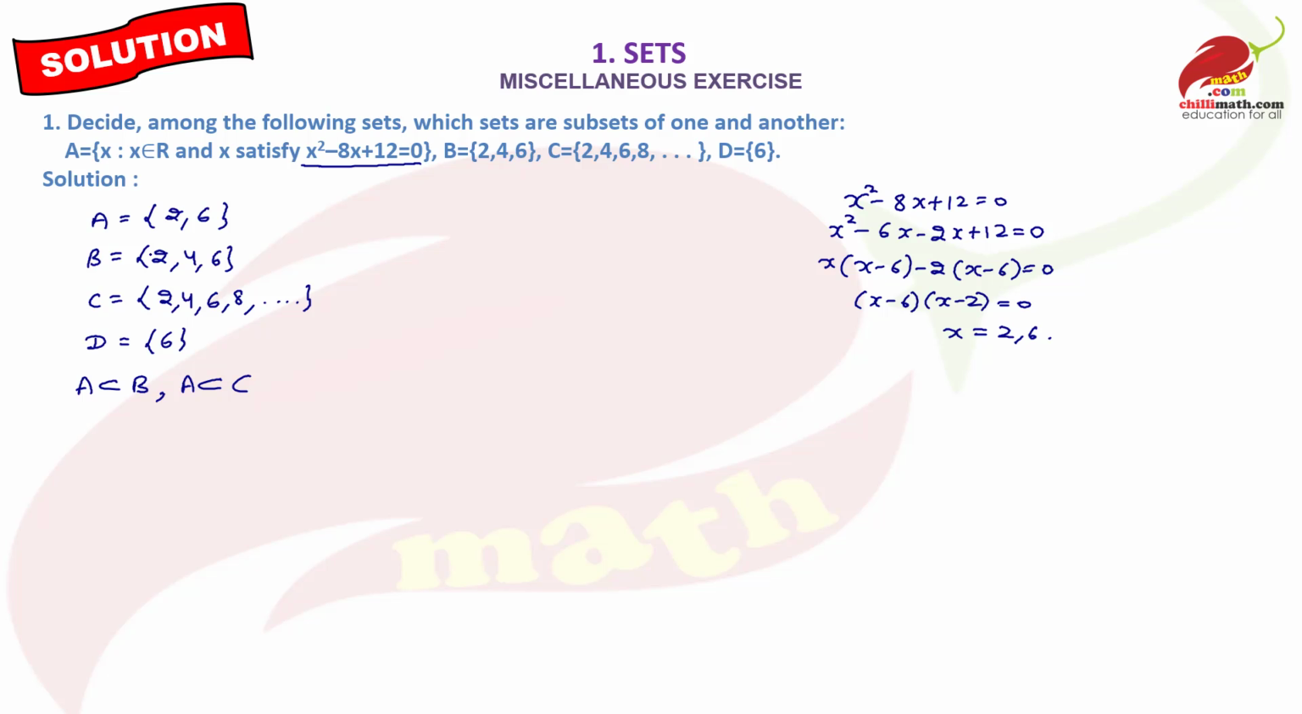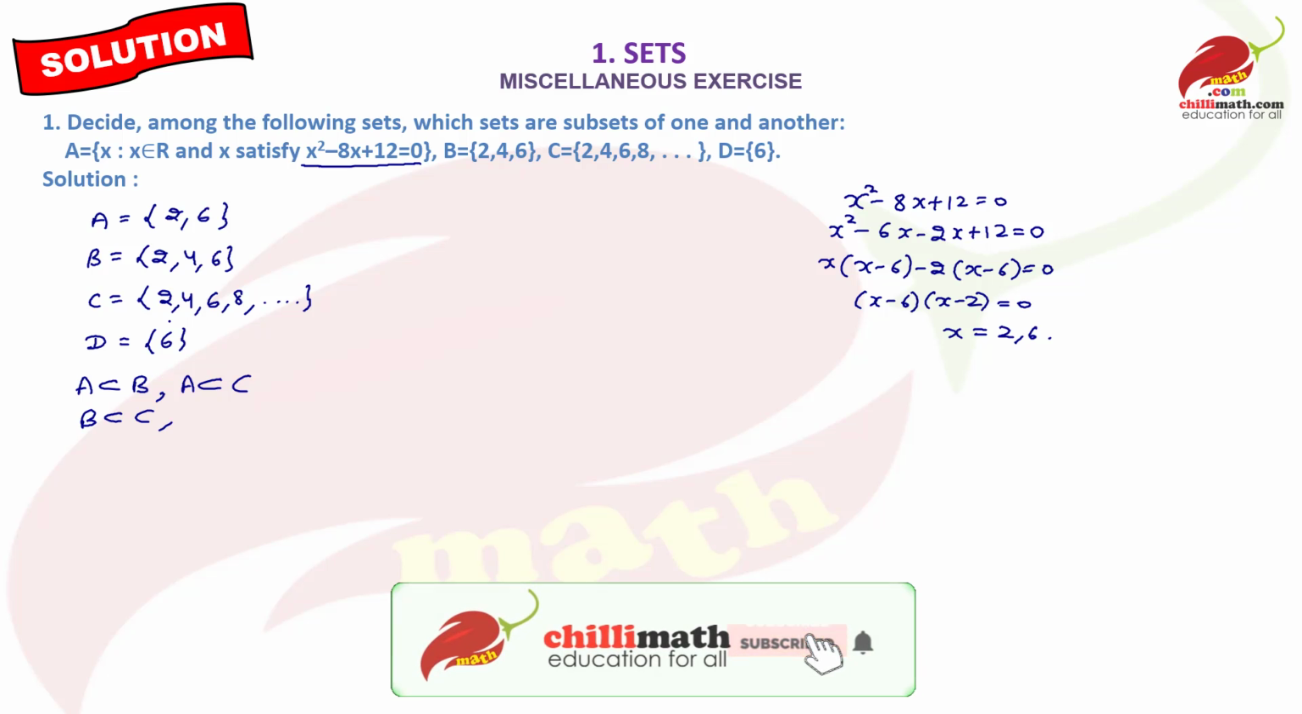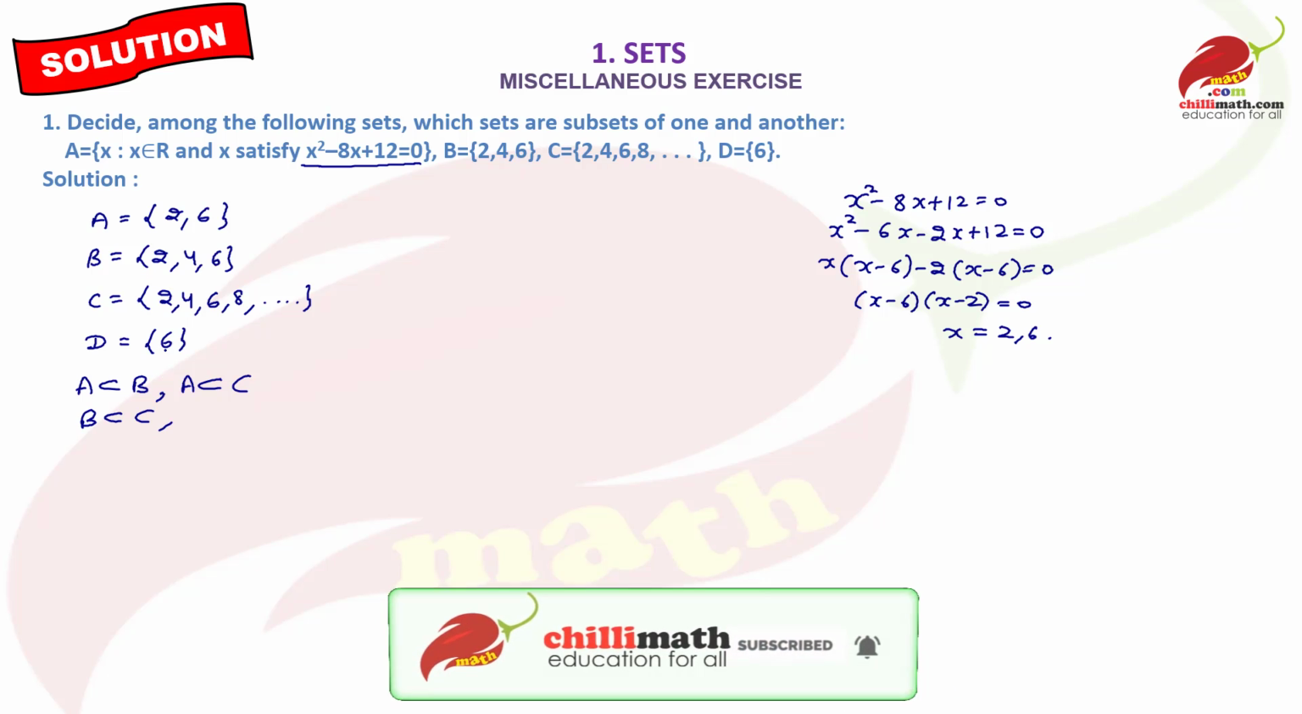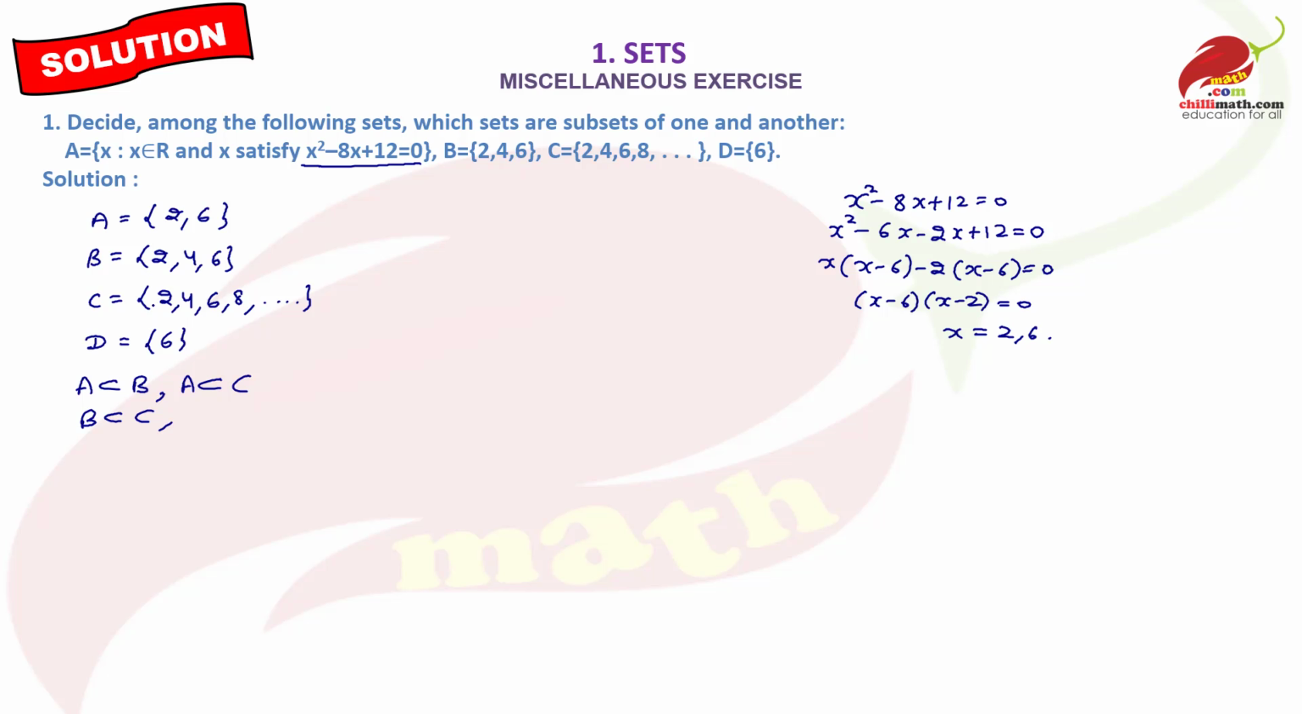Then let's check B. B is subset of A? No. B subset of C? Yes. So we can write B is subset of C. B subset of D? No. Now check with C. C to A, no. To the B, no. To the D, no. So C is not subset of any of these given sets.